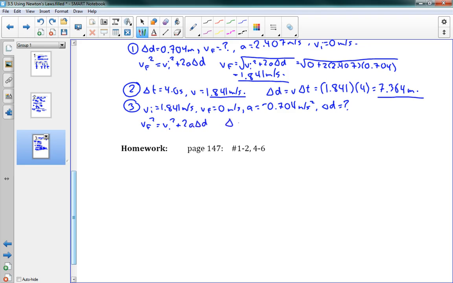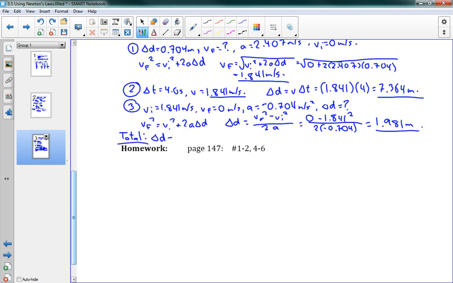Now we need to solve for delta D this time. Vf squared minus Vi squared over 2a. Now Vf was 0, minus Vi was 1.841 squared, over 2 times our acceleration was negative 0.704. And putting that all in, it gives us a value of 1.981. Perfect. Now we just need to get our total.